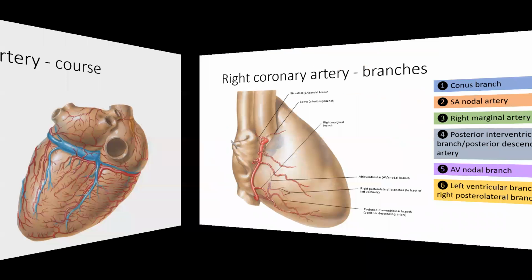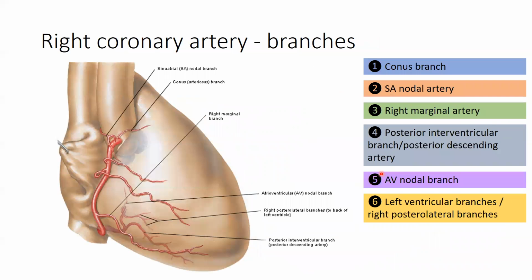These are all the branches of the right coronary artery: the conus branch, the nodal branch, the right marginal artery, the posterior interventricular branch. This picture shows the posterior part of the heart. Again, you have the right posterior lateral branch and the AV nodal branch.